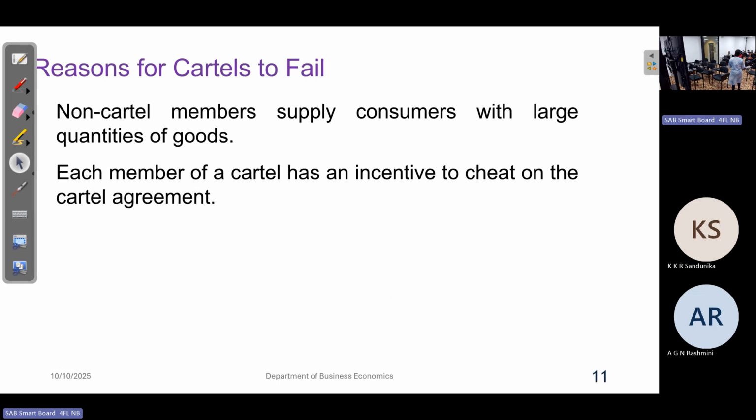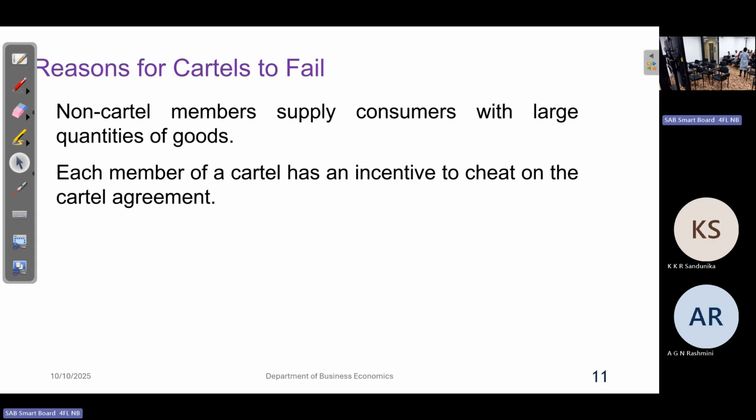So one reason for a cartel to fail is if the non-member countries in this OPEC, let's suppose here OPEC supplies the major, they contribute to the major component of the global supply of oil. But what if there is a non-member country who is supplying a large amount? Then මුළු global demand එකේ භාගයකට වැඩිය supply කරන රටක් oil එන්නේ නැහැ කාර්යයට.